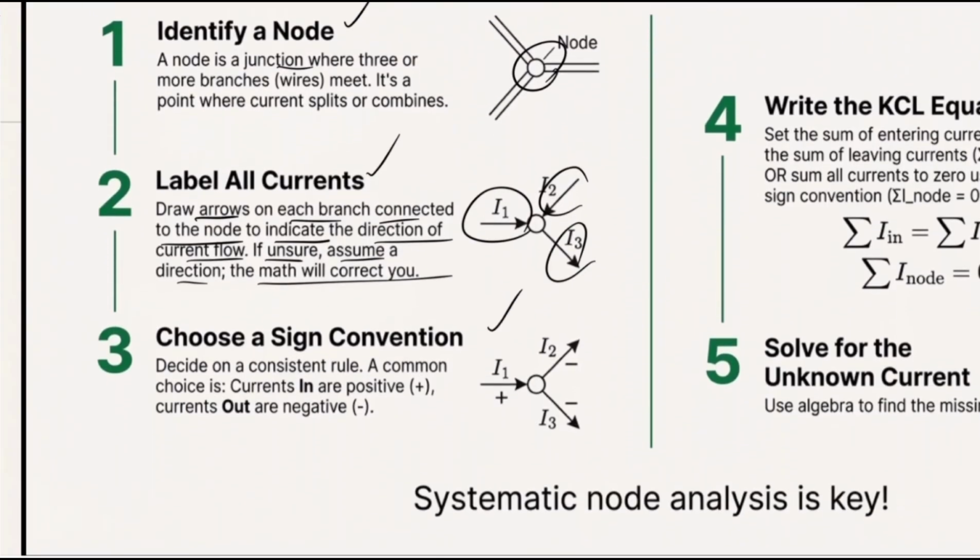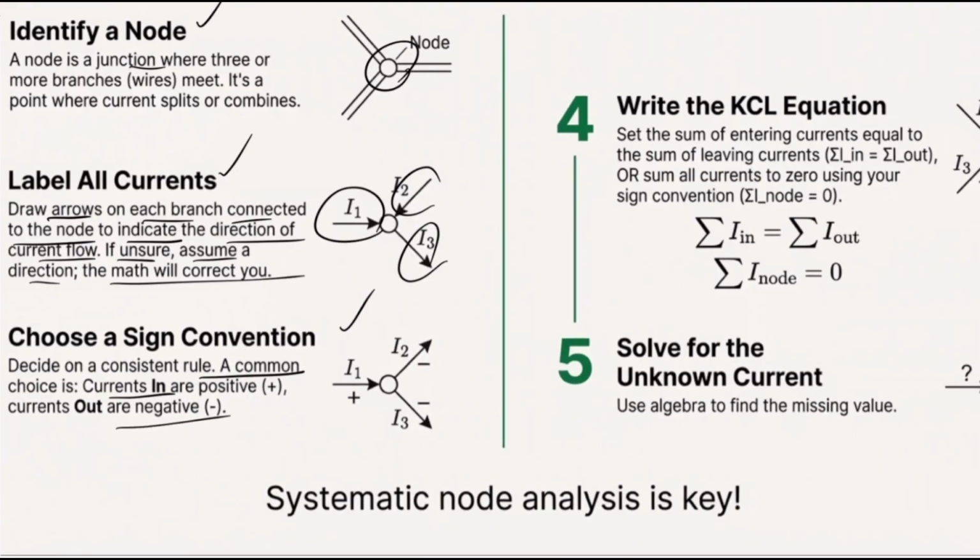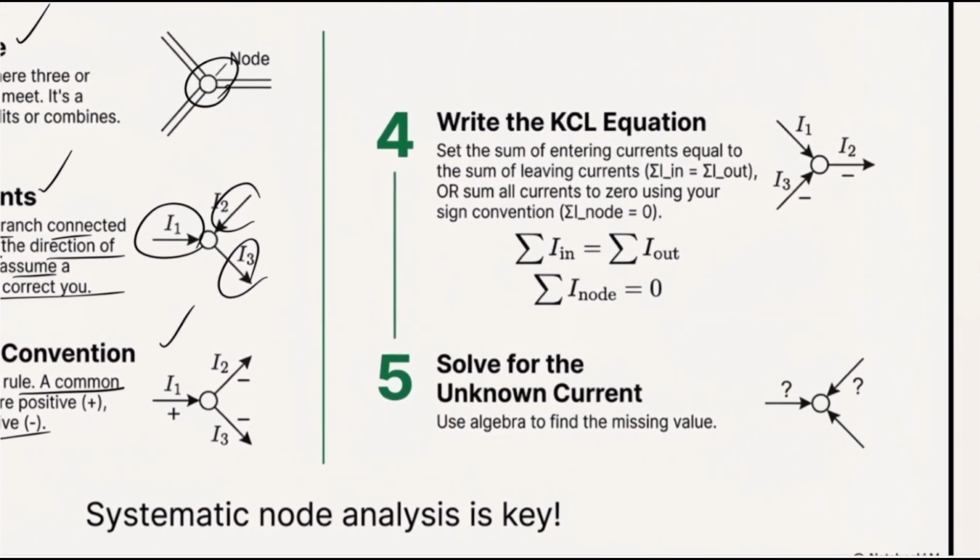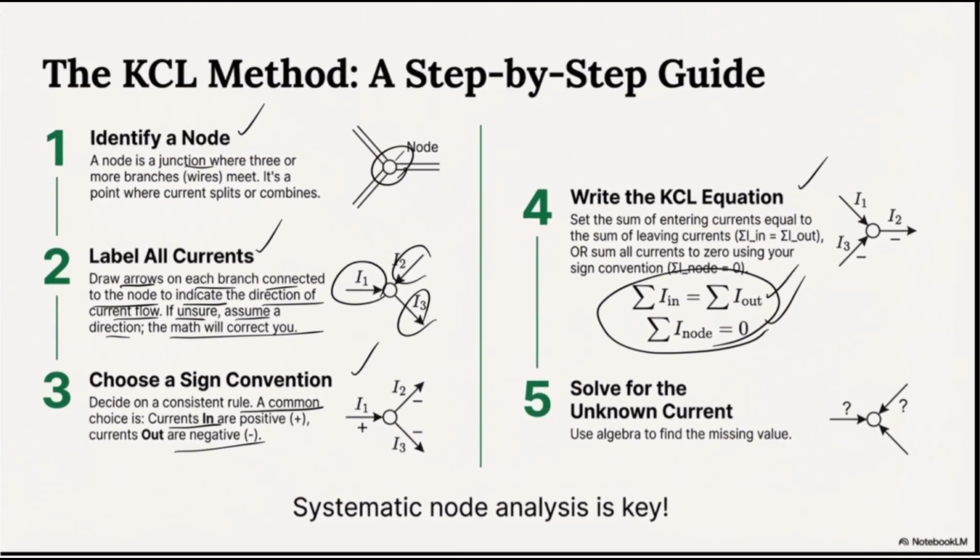And choose a sign convention. Again, we decided that the common choice is that the current that gets in is positive and the current that gets out is going to be considered negative. Write down the KCL equation. Whatever equation you have, you can write it on the top side or the bottom side, and you can plug in the numbers and solve for the unknown current. Whatever current you need, you can find it.